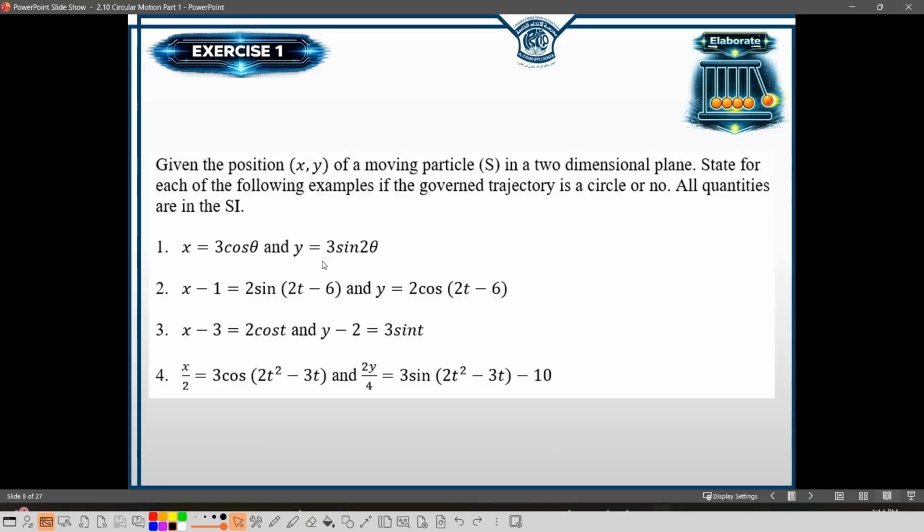So let's solve exercise 1. Given the position x, y of a moving particle in a two-dimensional plane, state for each of the following examples whether the trajectory is a circle or not. All quantities are in SI units.